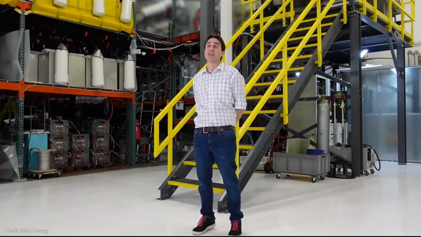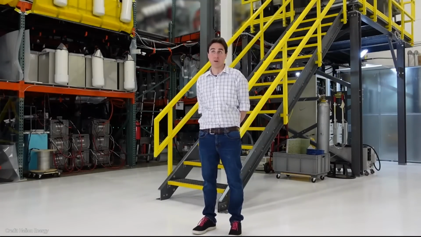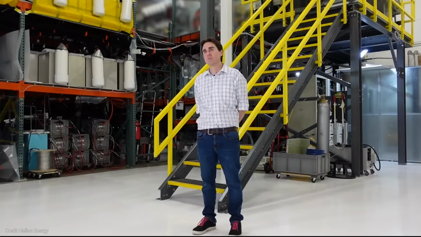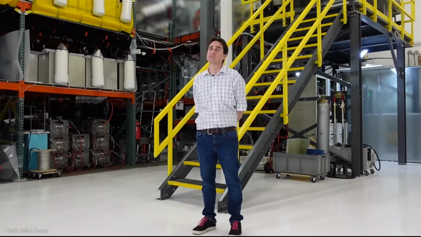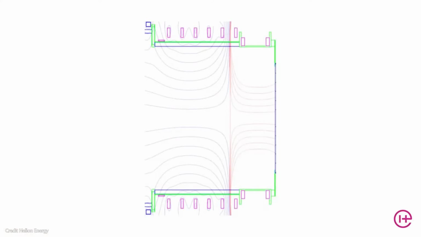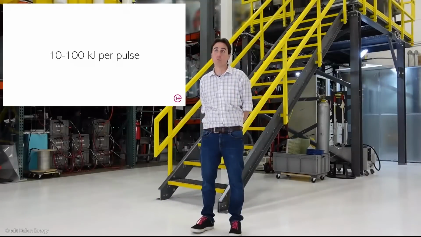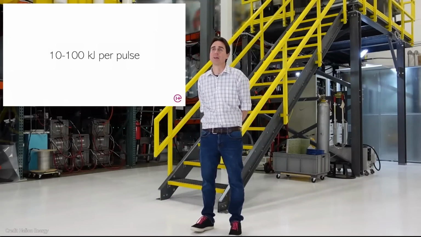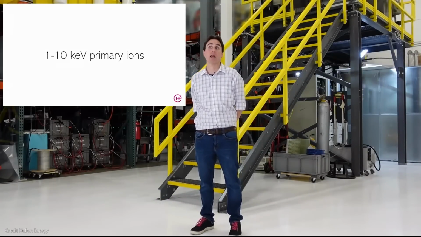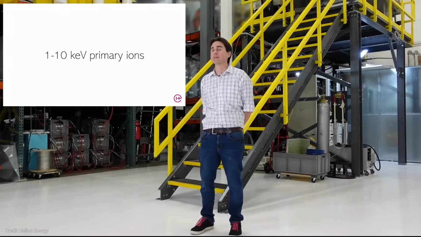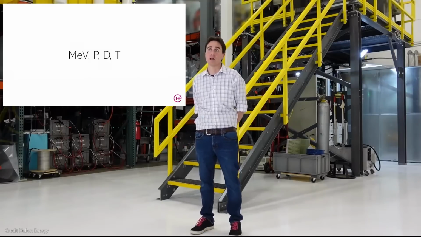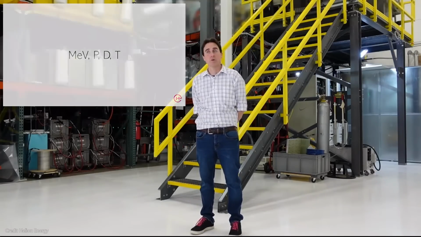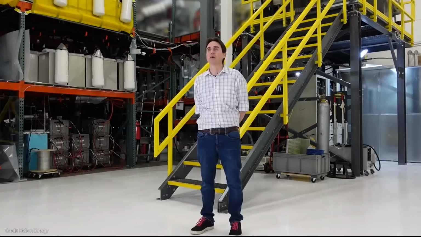The other key component to this is after an FRC is compressed to fusion conditions, in this case in excess of 8 keV total temperature and ion temperature, we have to actually expand and exhaust these plasmas. And that's where some of the key physics and engineering of these systems comes into play. So we've designed these divertors on either axial end of our system to be able to handle up to 100 kilojoule of plasma per pulse, with an expectation of ions at 10 keV, deuterium and helium ions, as well as a limited number of the fusion products. So this is MeV alphas, protons, deuterons, and tritons.